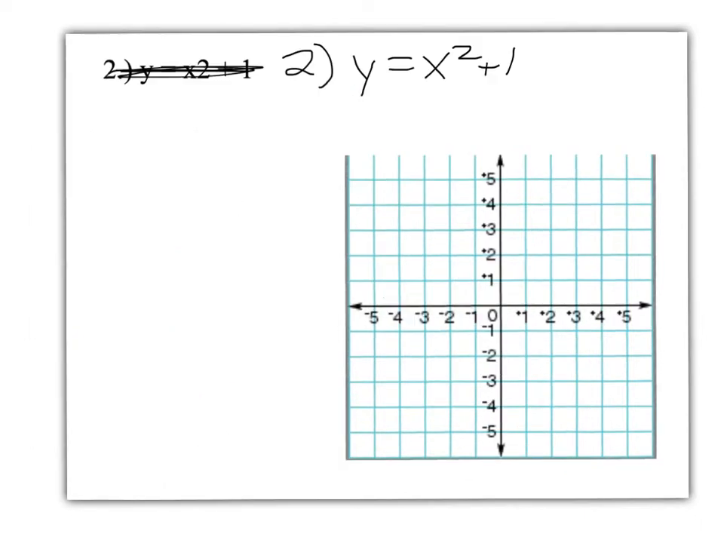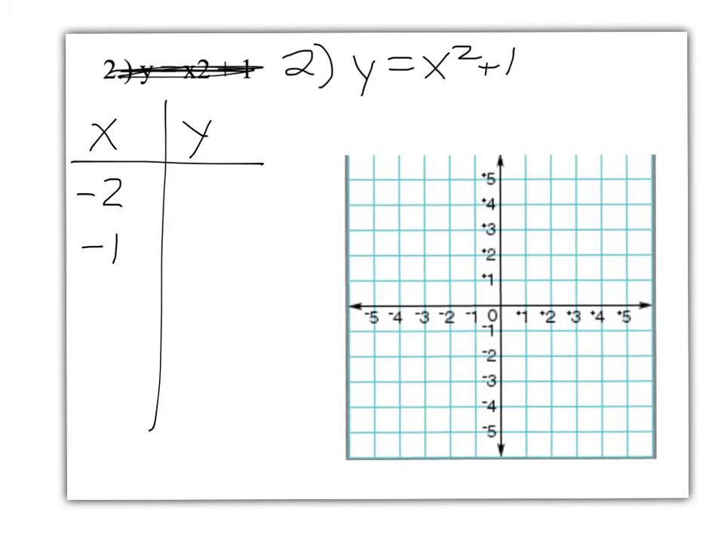Okay, and one more. We have y equals x squared plus 1. So let's make our table. We're going to choose the same values, negative 2, negative 1, 0, 1, and 2. Okay, plug them in. So negative 2 squared plus 1. Negative 2 squared is negative 2 times negative 2. That's 4 plus 1. That would be 5.